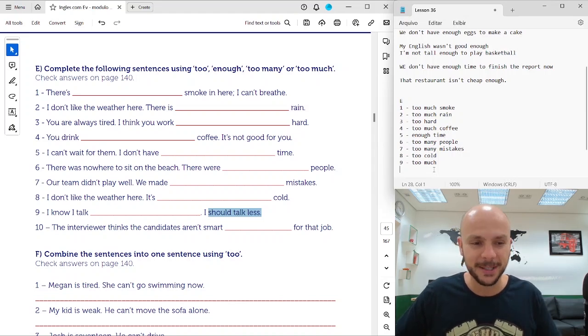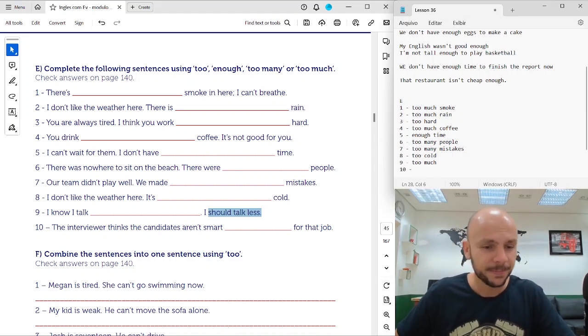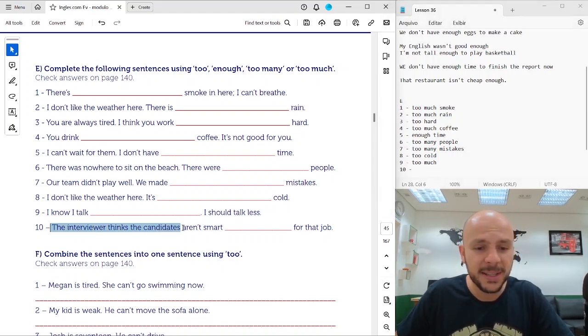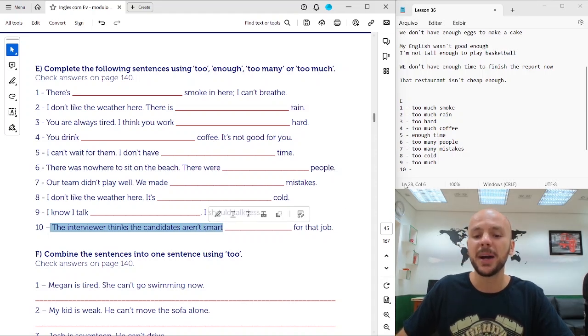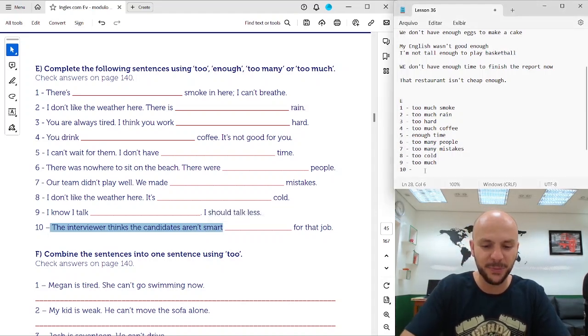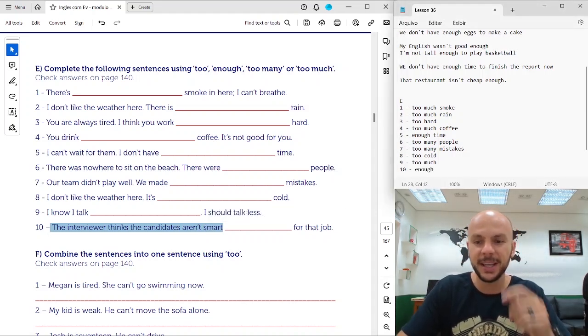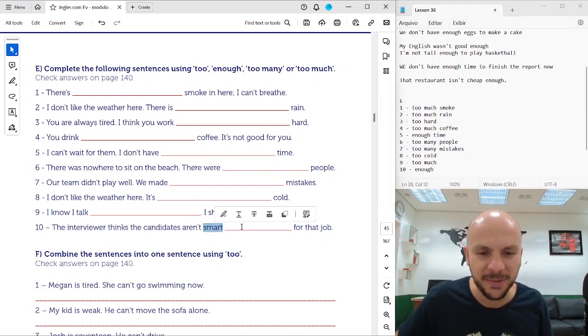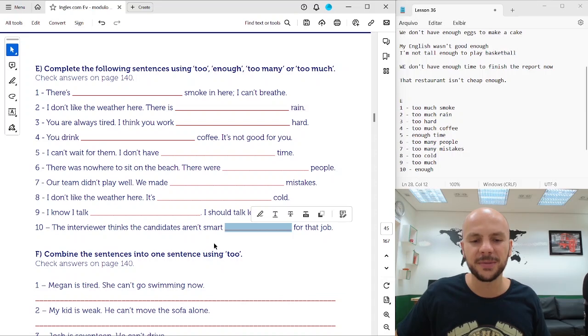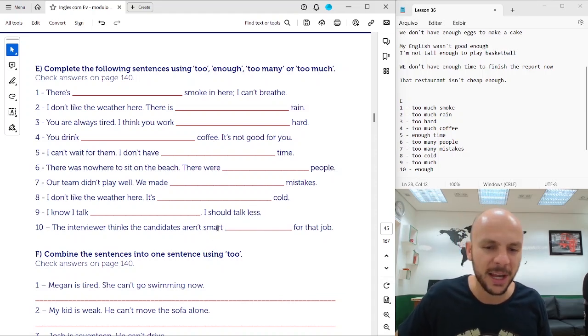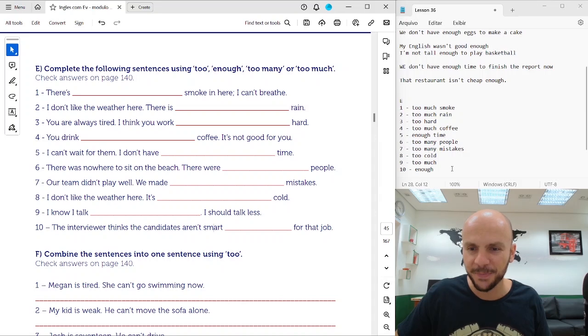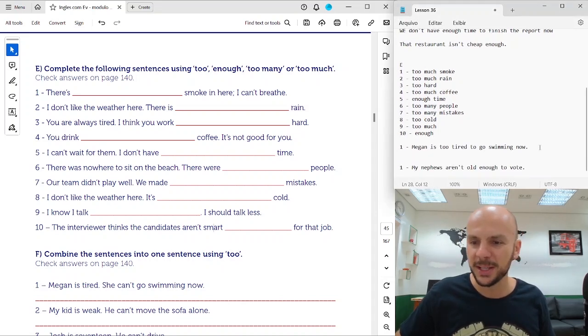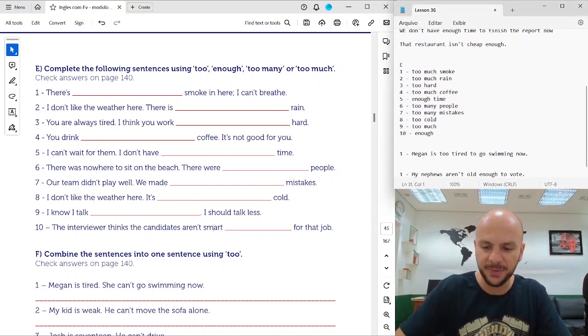I should talk less. And number 10, the interviewer thinks the candidates aren't smart enough. Smart enough for that job. Okay? Smart is the adjective. After the adjective, enough. Smart enough, intelligent enough, tall enough, big enough. Okay? Beautiful. Let's move to letter F now.